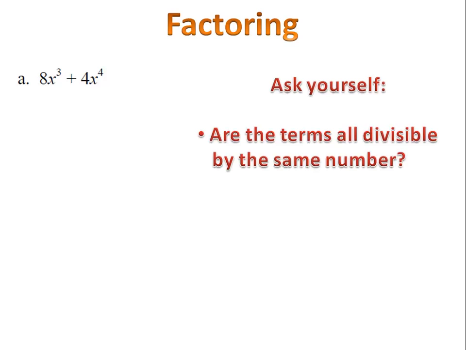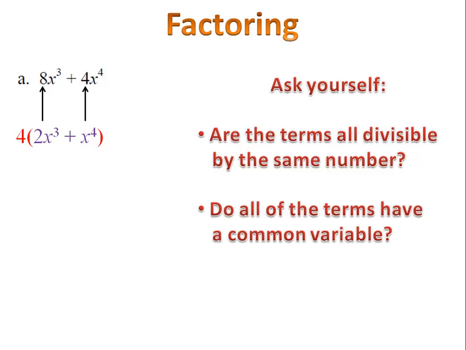We begin by looking at each term, and we have an 8x to the 3rd and a 4x to the 4th. We begin by looking at the numbers. We have an 8 and a 4. Is there any number that goes into both 8 and 4 evenly? That's right, 4 does. So we're going to write down a 4 with a set of parentheses. Now we'll divide each number up there by 4. 8 divided by 4 is 2, x to the 3rd, plus 4 divided by 4 is 1, x to the 4th.